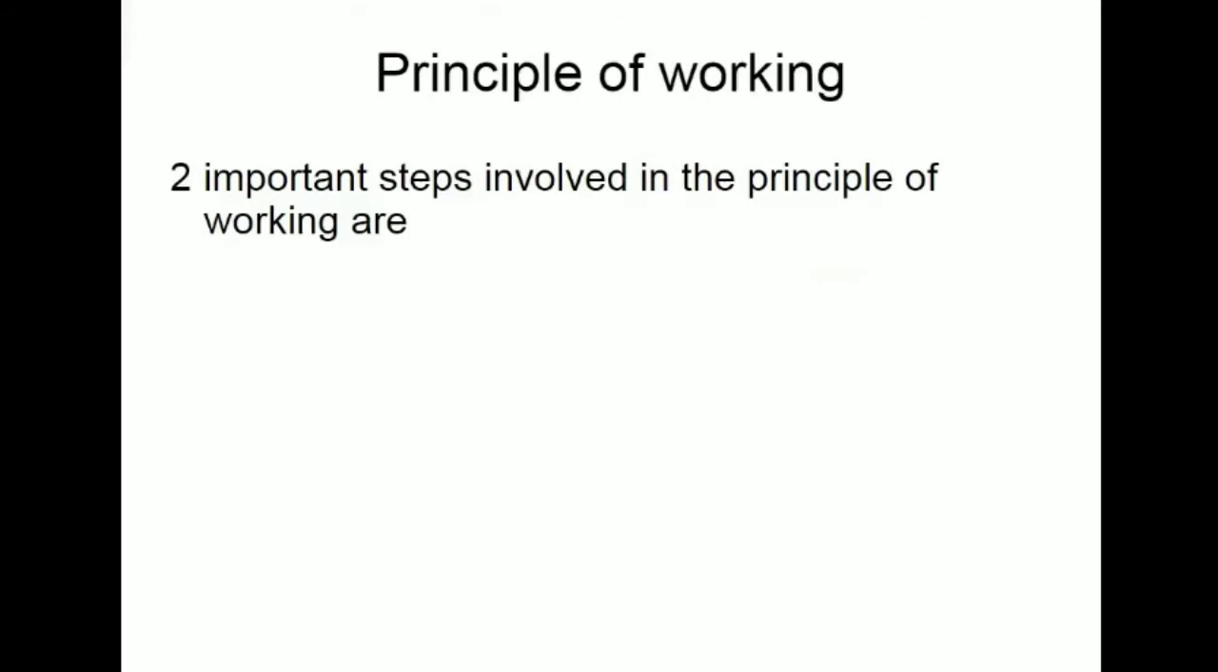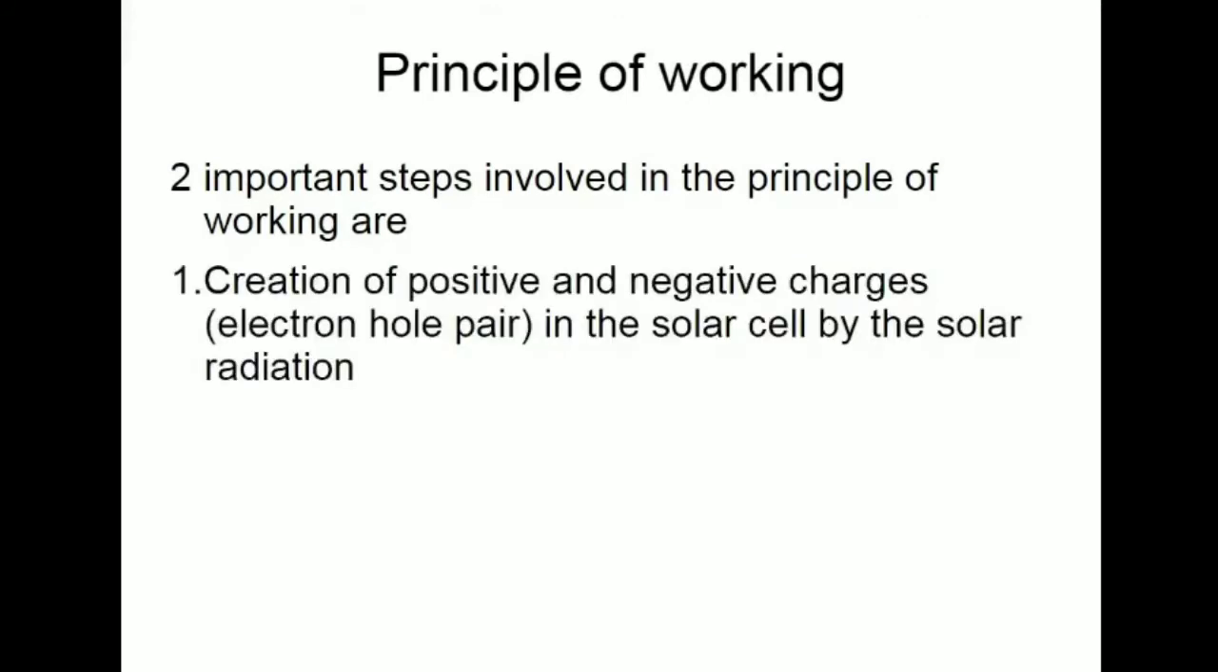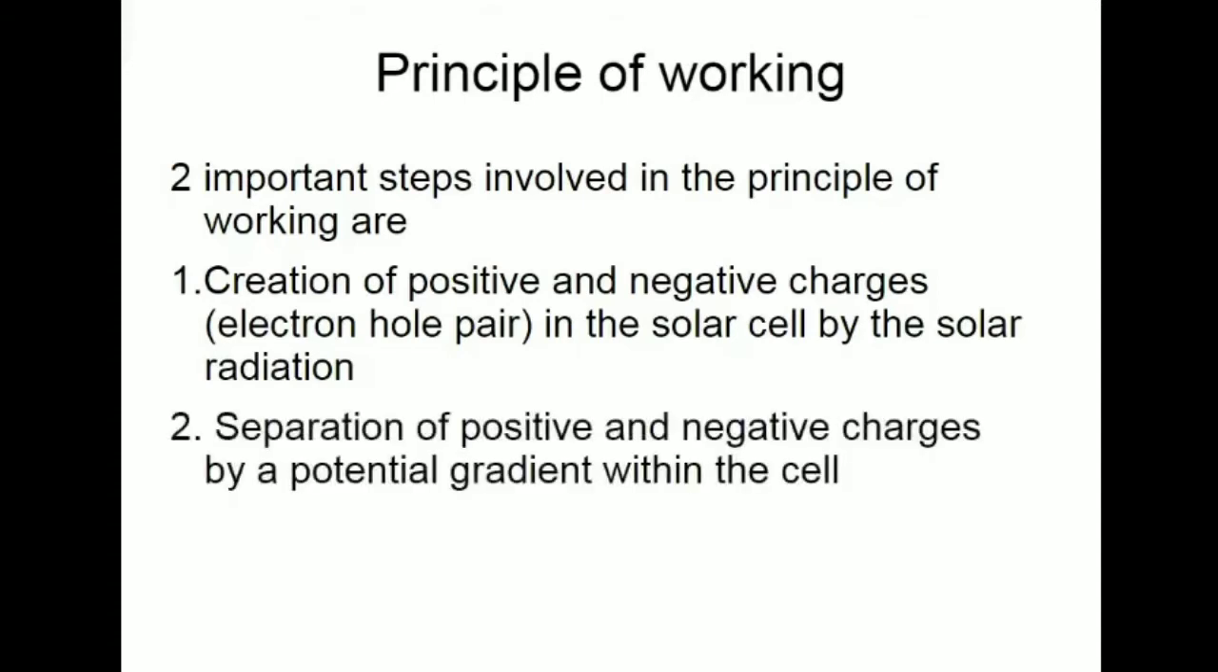Principle of working. Two important steps involved in the principle of working are: one, creation of positive and negative charges, that is electrons and holes in the solar cell by solar radiation. So when solar radiation is subjected on the PN junction, electron-hole pairs are created by absorbing the energy of photons. Then two, separation of positive and negative charges by the potential barrier or gradient within the cell, so that the electrons are forced to pass through the load circuit.